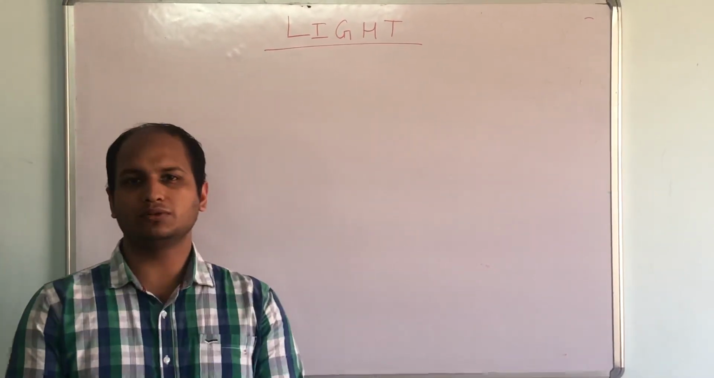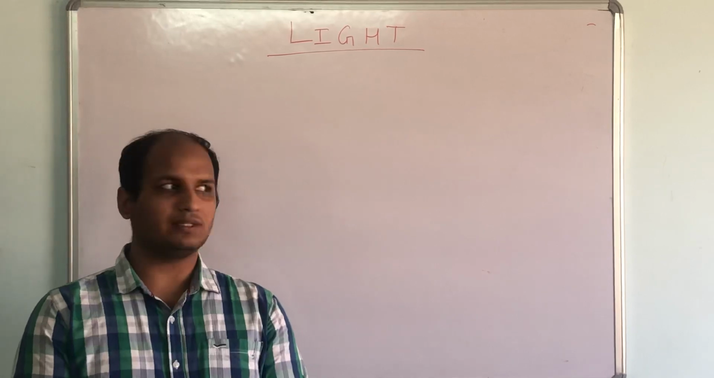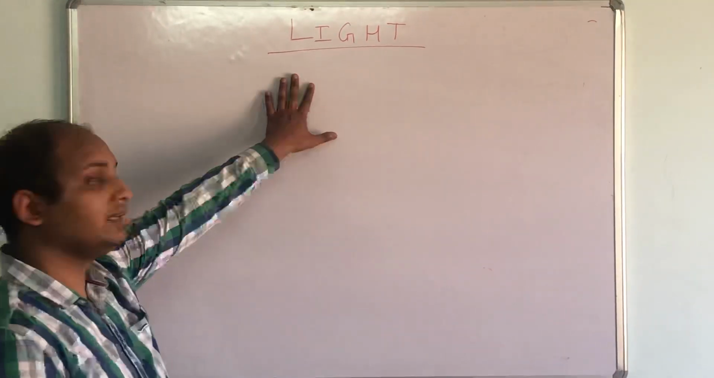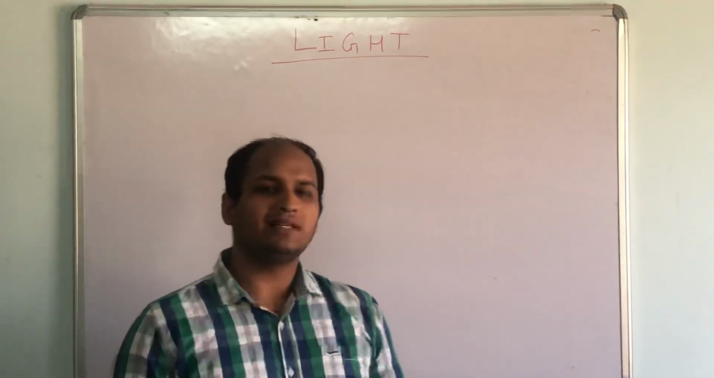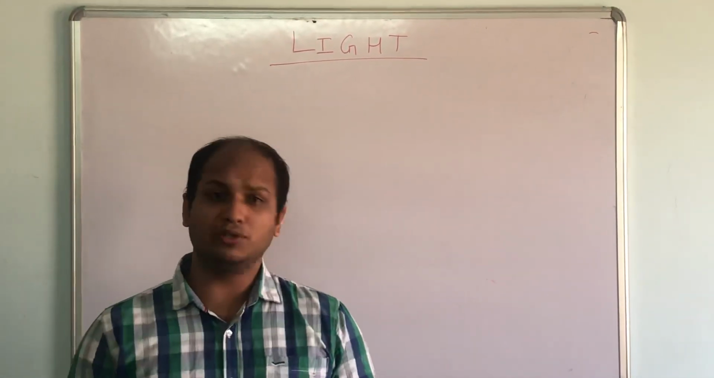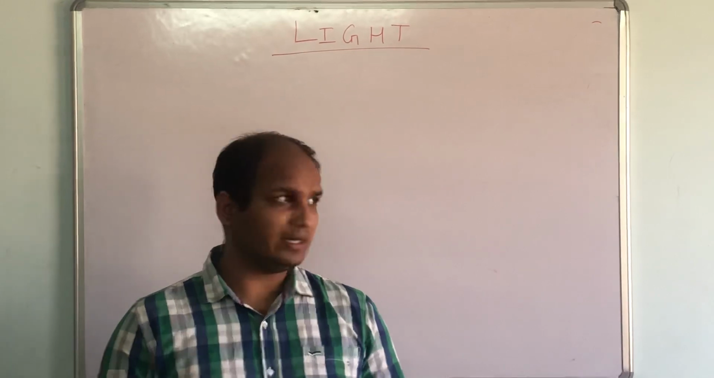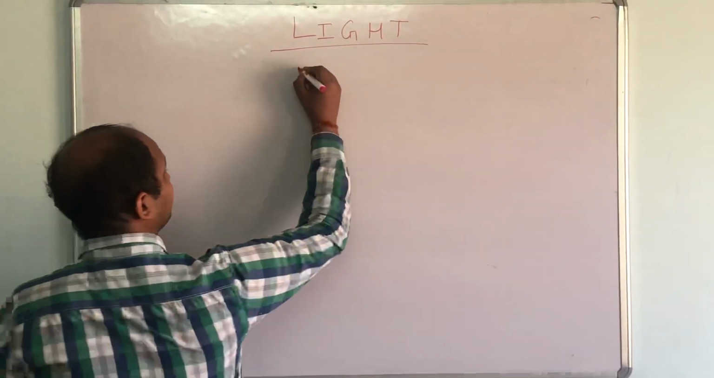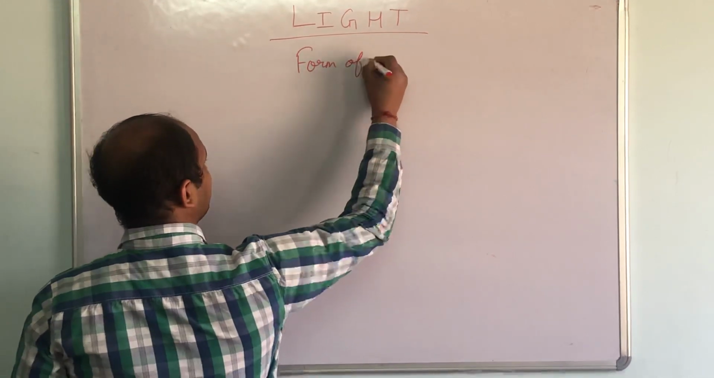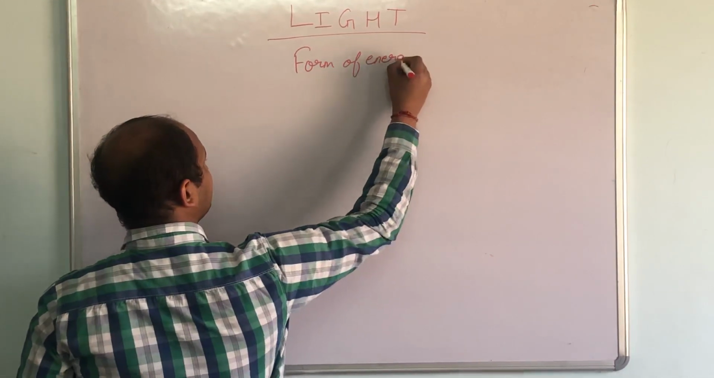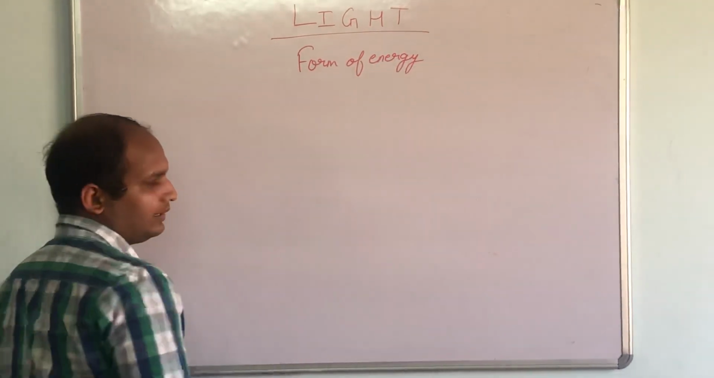Today we are going to start a new chapter of our class 10th, that is light. So what is light first of all? Light is basically a form of energy that helps you to see the objects clearly, right? So light is basically a form of energy that helps to see the objects clearly.